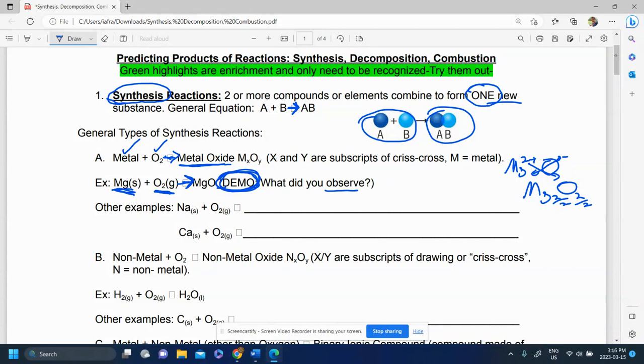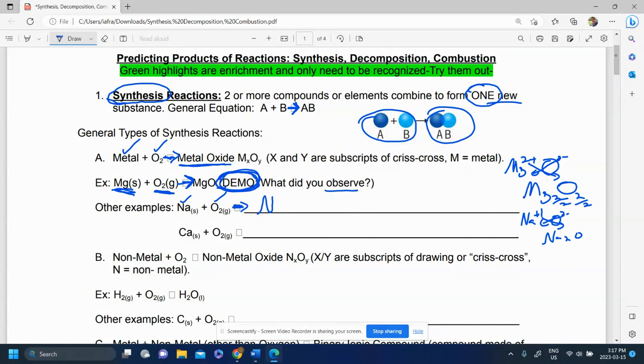So if you think you're ready to try the next two on your own, you can do that. If you still need to watch as a guide, please continue watching. Otherwise, just pause the video, try it on your own, and then check your work. So here we have sodium plus oxygen reacting and want to predict the product. You need to recognize you have a metal and oxygen, so that's going to be a synthesis that makes a metal oxide. To find the formula, you simply do Na plus 1 in the periodic table, O minus 2, crisscross them, and you get Na2O.